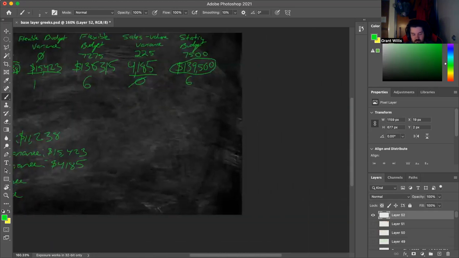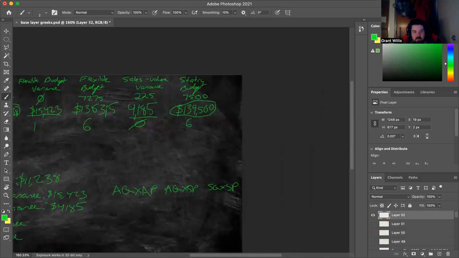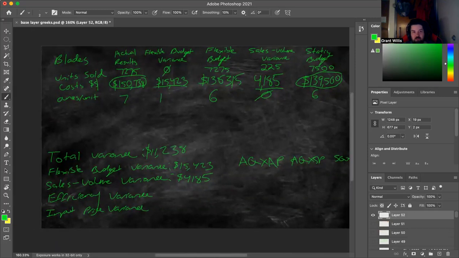For that, we're going to create our skeleton: AQ times AP, AQ times SP, SQ times SP. One other thing I noticed with the total variance is if you subtract the flexible budget variance minus the sales volume variance, you get the same number. Yeah, that's right, because this is favorable. No, that's unfavorable, sorry. This is favorable, right?